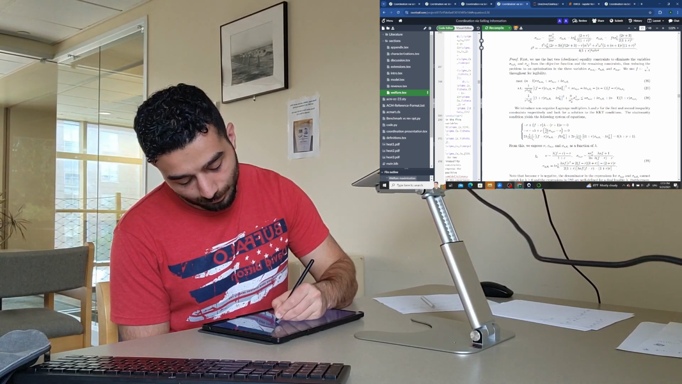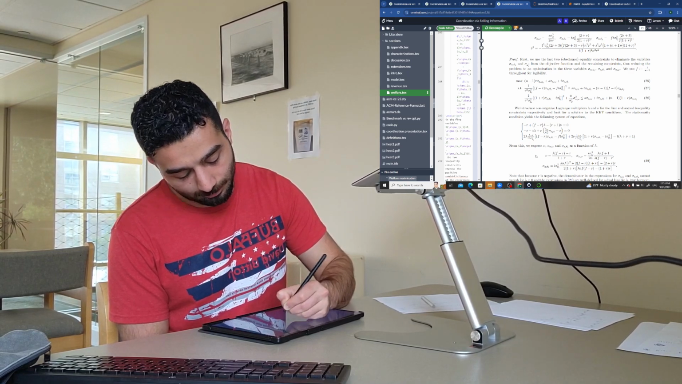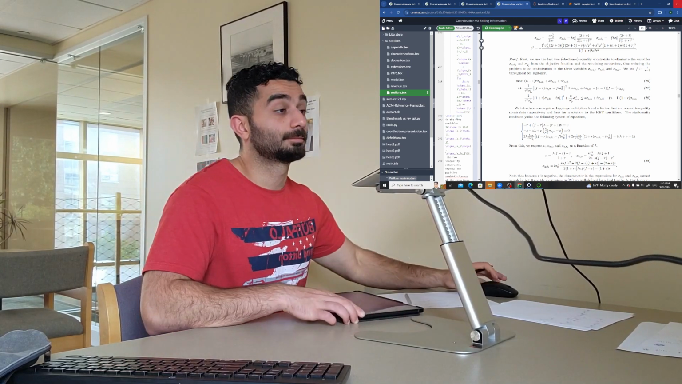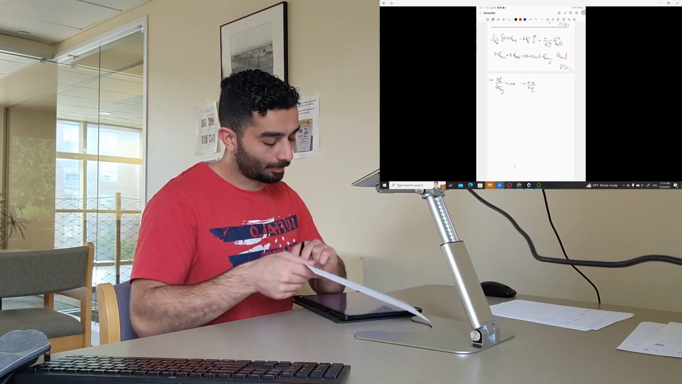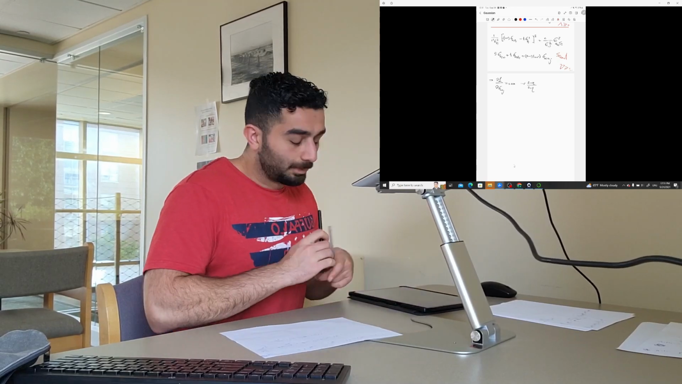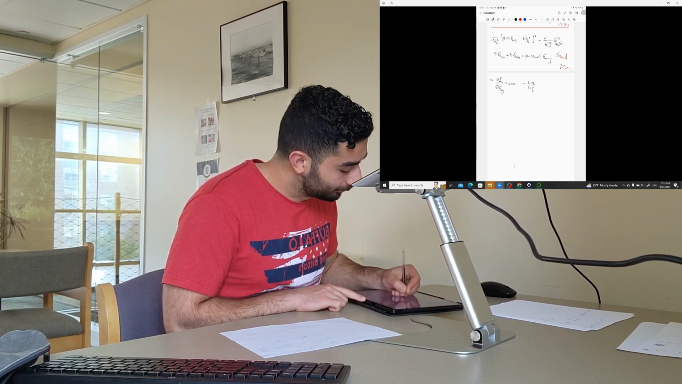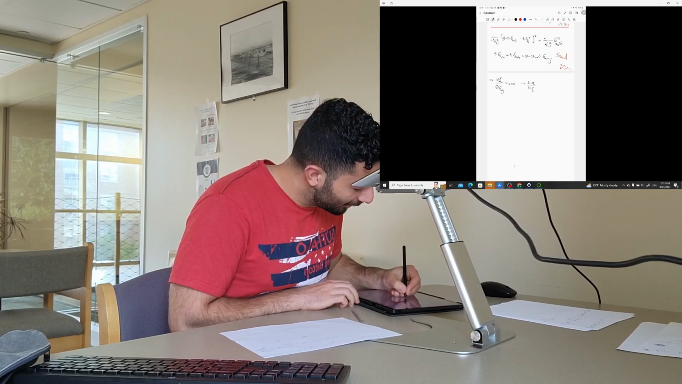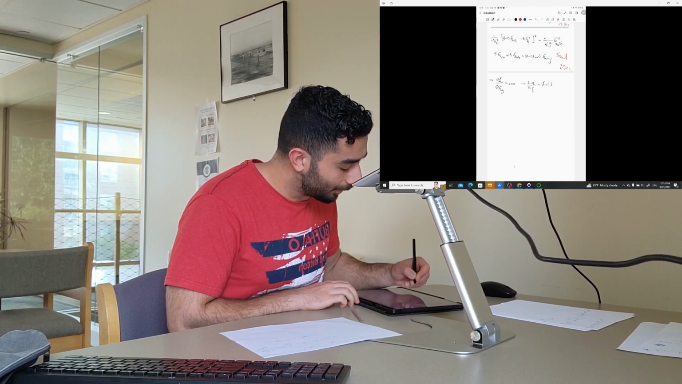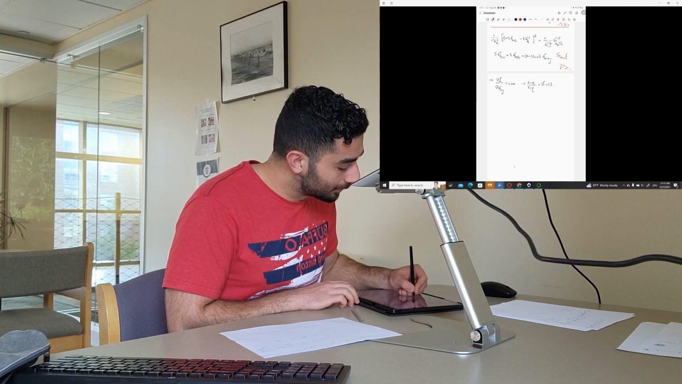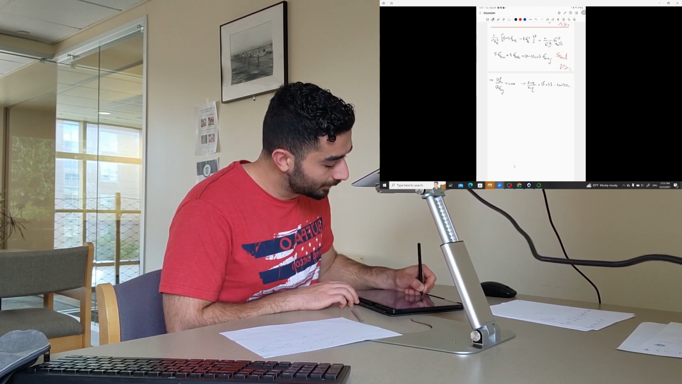Minus r, (2 minus eta) over (2 plus eta), plus f minus r lambda minus 1 plus r nu equals 0.